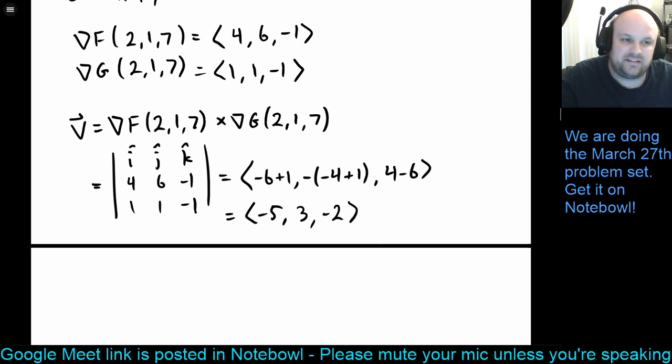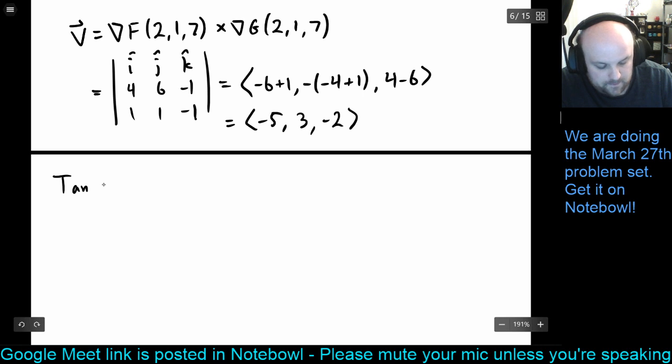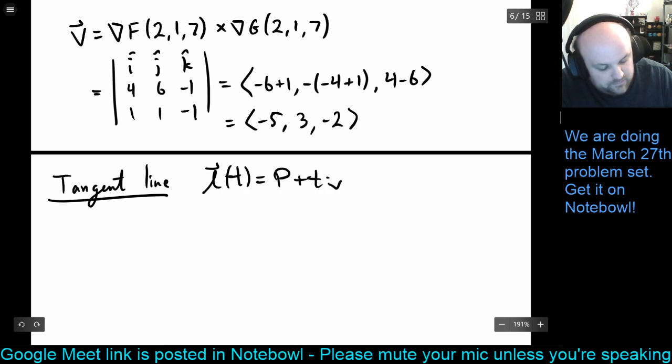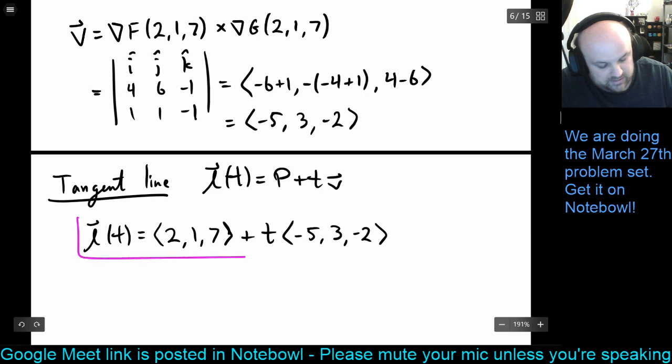Now we just pop that into the formula for a line. So the tangent line, we're going to use our old trusty formula here. L of t equals P plus tv. Say that L of t will be, our point is 2, 1, 7, plus t times this direction, minus 5, 3, minus 2. Right, and there we go.